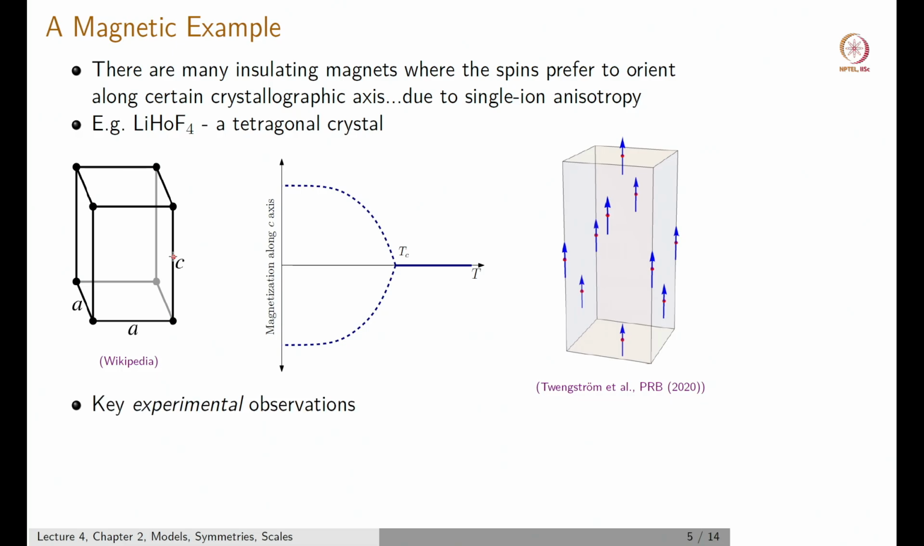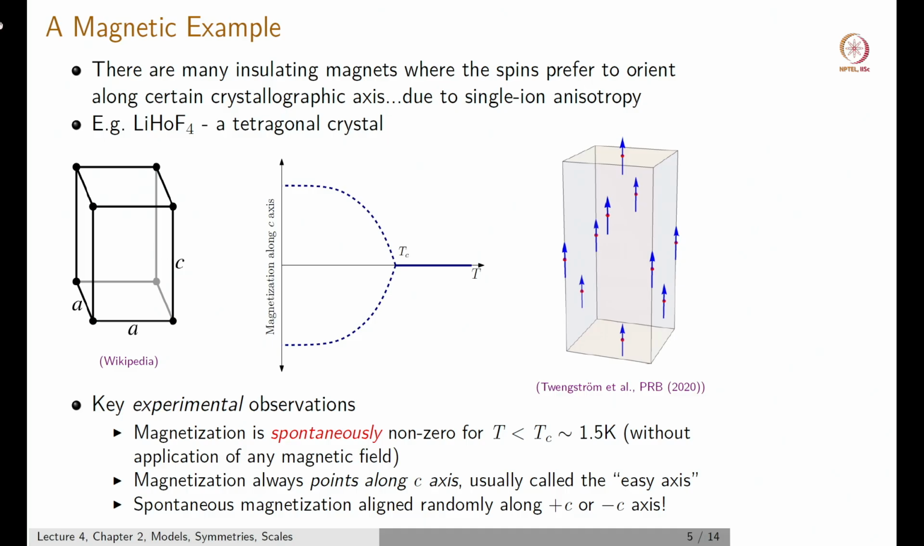Then magnetization spontaneously appears below Tc. What do we mean by spontaneous? It's important to understand this. Spontaneous means I have not applied any external magnetic field. In fact, I am doing the experiment in an isolated cage where I have tried to isolate all stray magnetic fields, and yet the system by itself produces a magnetization. Now what we observe is that the magnetization always points along the C axis, and this is how we conclude that the spins prefer to be aligned along the C axis.